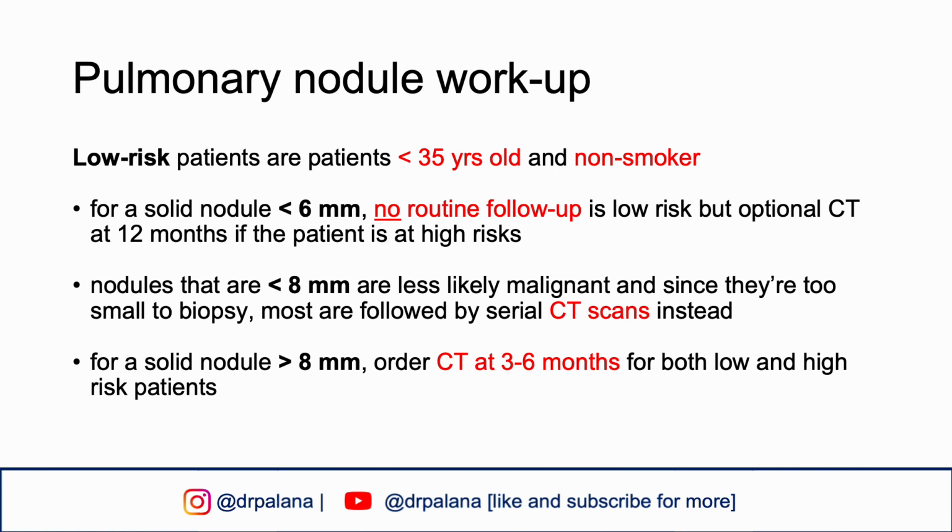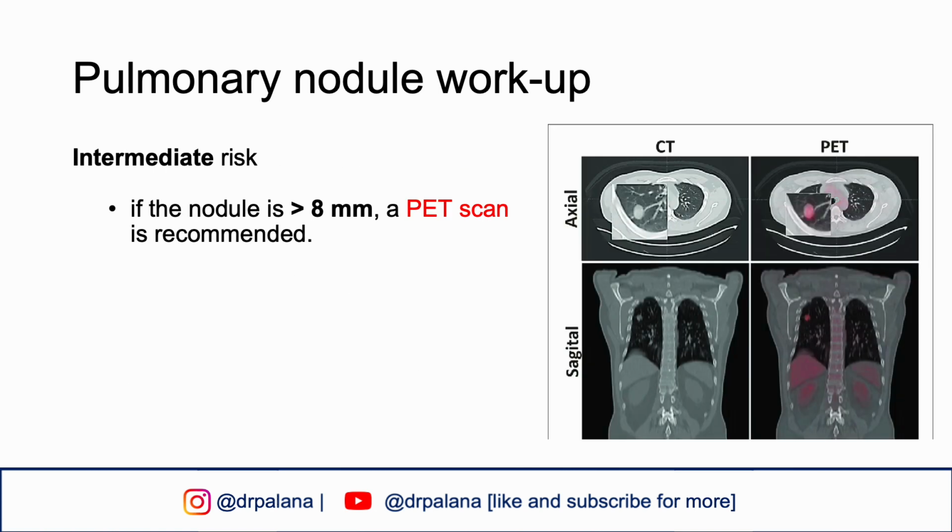A solid nodule of less than 6 millimeters, no routine follow-up is needed if the patient is at low risk, but optional CT at 12 months if the patient is at high risk. Nodules that are less than 8 millimeters are less likely malignant, and since they're too small to biopsy, most are followed by serial CT scans instead. For a solid nodule of more than 8 millimeters, order a CT scan at 3 to 6 months for both low and high risk patients. Intermediate risk involves a nodule that is greater than 8 millimeters, and a PET scan is recommended.